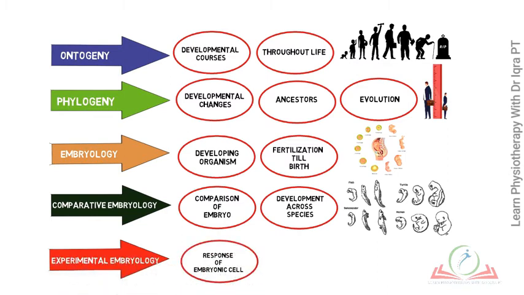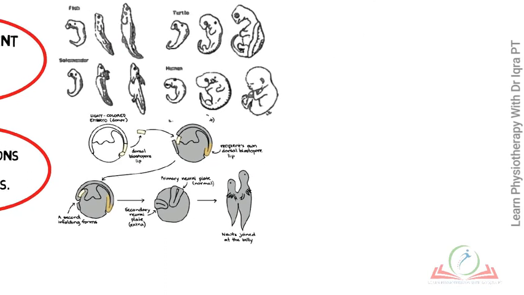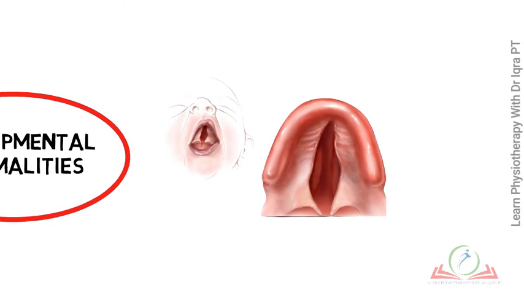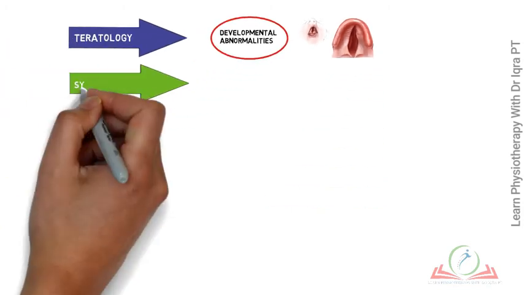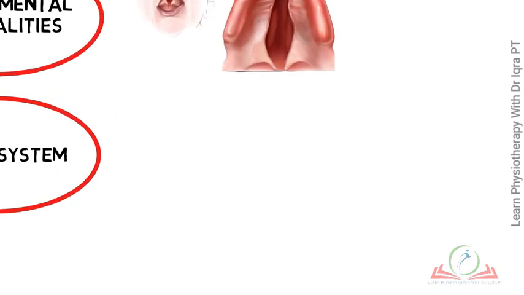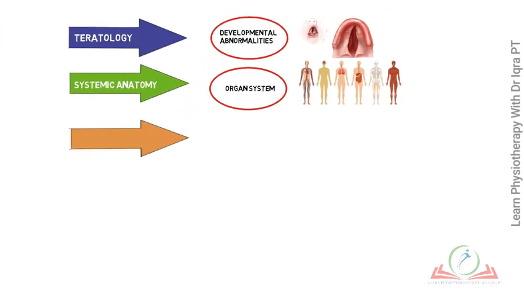Experimental embryology. It deals with the response of the embryonic cell to perturbation and disruption. For example, the response of the cell after introducing a group of cells from the host to the recipient. Teratology. It deals with the developmental abnormalities, for example, cleft palate or the tumor cells. Dynamic anatomy is a description of several organ systems within a human body, for example, nervous system or the CVS, etc.